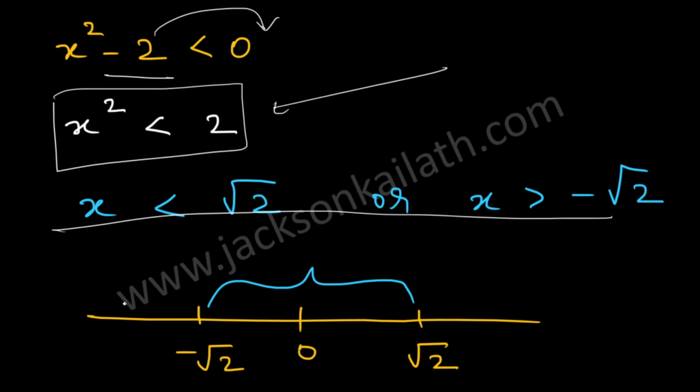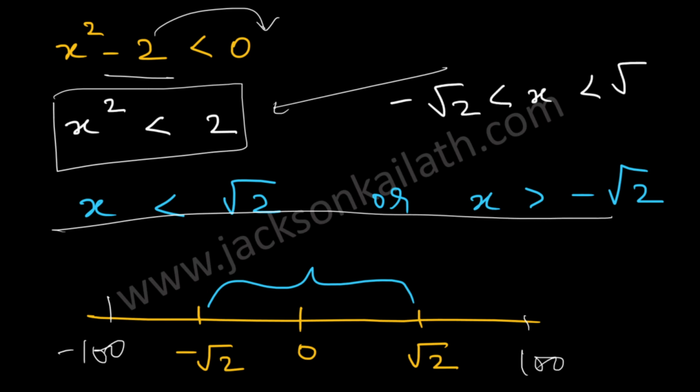So if you take some value over here like minus 100, you can see that when you square it, you will get 10,000, right? So this is not going to be true. The same thing holds true over here also. If you take 100 over here, you will get 10,000 when you square it. So that's why you need a value in between root 2 and minus root 2. Therefore, the correct answer is minus root 2 less than x less than root 2.